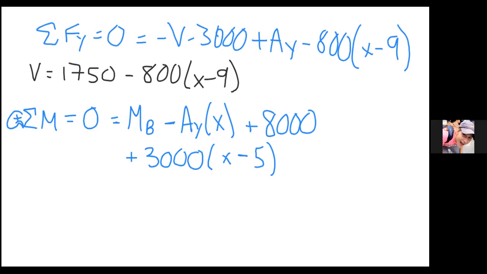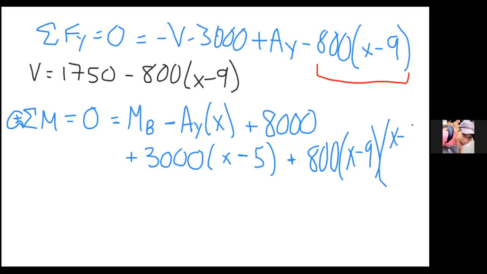And then we'll also have the distributed load. So we need to know the magnitude of the load, which is what we talked about up here, right? So we have 800 times X minus 9. But now we have to think about the distance away. And it's basically going to be half of what the load covers. So we'll have that X minus 9, and we'll just divide it by 2.